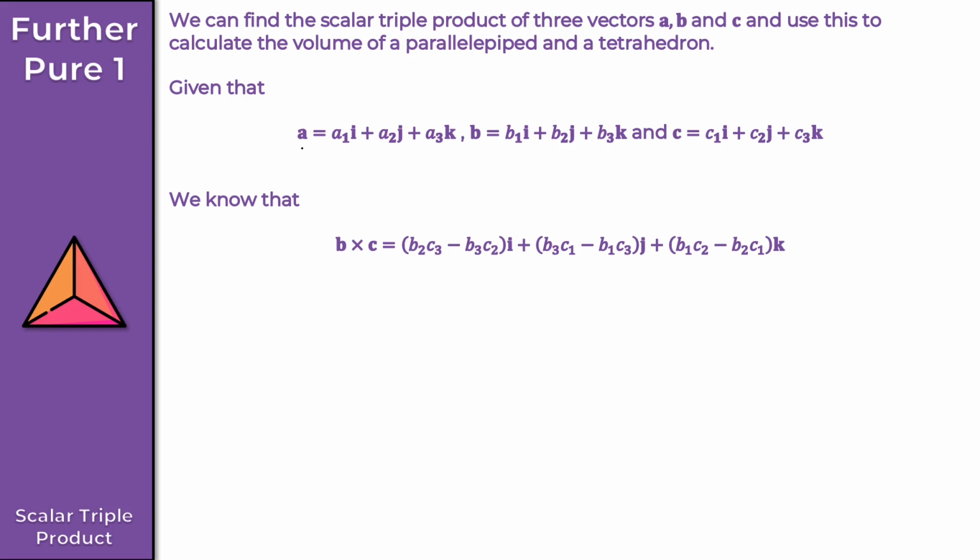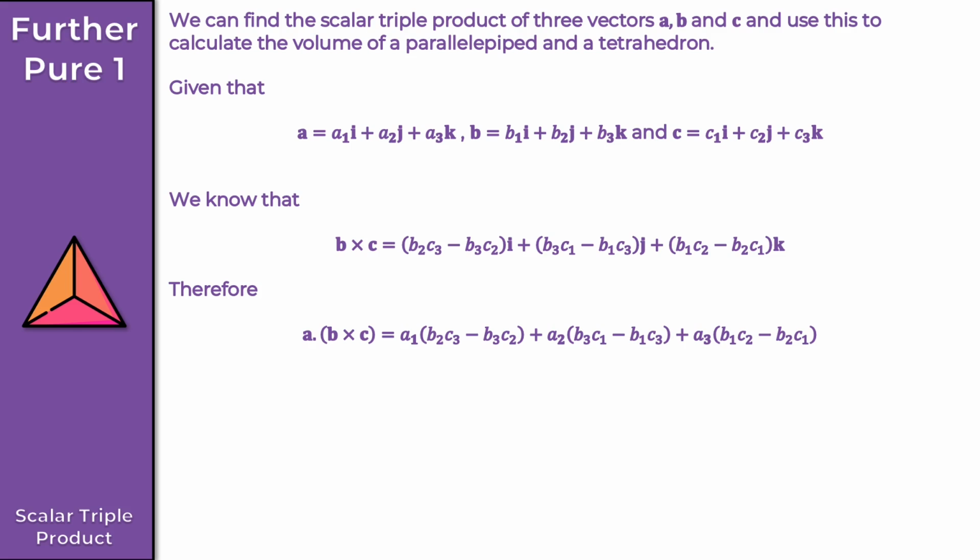Now, if we take this remaining vector a, what happens if we dot that with this cross product? So we have a dotted with this cross product, and if we do that, what we obtain is the following. So a dotted with b cross c gives us the following. And this result, a dotted with the cross product of b and c, is what's known as the scalar triple product.